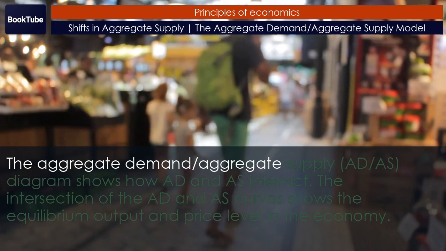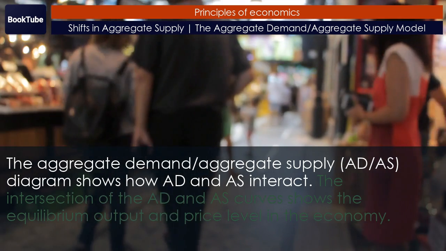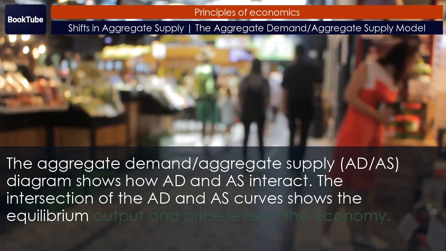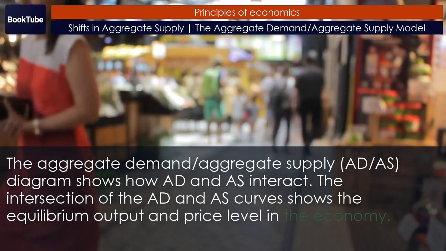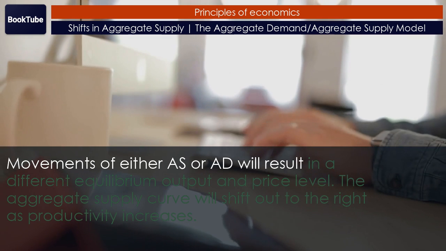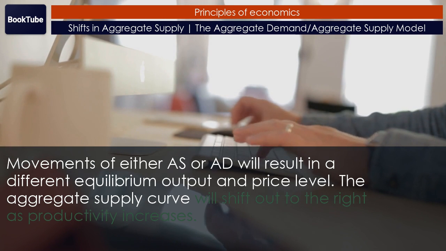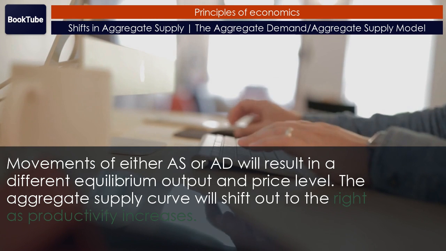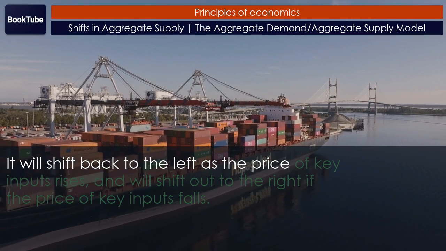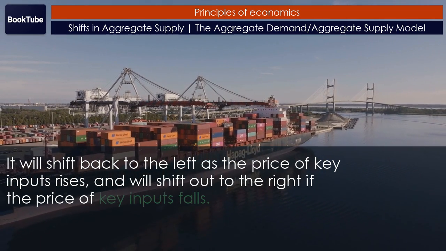Key concepts and summary. The aggregate demand, aggregate supply, or AD/AS diagram shows how AD and AS interact. The intersection of the AD and AS curves shows the equilibrium output and price level in the economy. Movements of either AS or AD will result in a different equilibrium output and price level. The aggregate supply curve will shift out to the right as productivity increases. It will shift back to the left as the price of key inputs rises, and will shift out to the right if the price of key inputs falls.